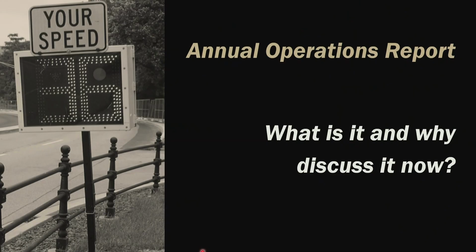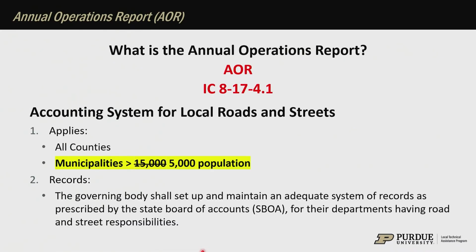So why is it and why are we discussing it now? What it is, you'll see it up here, AOR, Annual Operations Report. If you want to get into the weeds and the details of it, look up the Indiana Code 8-17-4.1, and you will find everything you need, statutorily anyway, in there. I basically copied and pasted what that Indiana Code says, so I'll walk through and highlight some of the components of that.